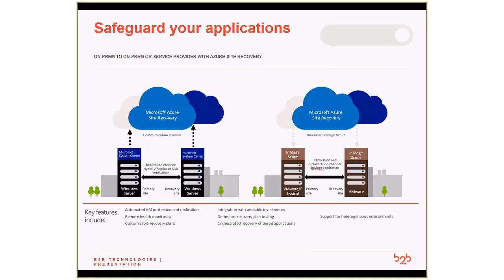So let's take a closer look at how ASR communication works in those different scenarios we've discussed. On the left here is an on-prem Hyper-V site to Hyper-V, both on-premise, in which the replication channel is either Hyper-V Replica or the SAN replication. This has the ability to target another on-prem Hyper-V environment. While the data is replicated to the recovery environment, the metadata or the recovery plans, things like that, are actually stored in the ASR vault in Azure.